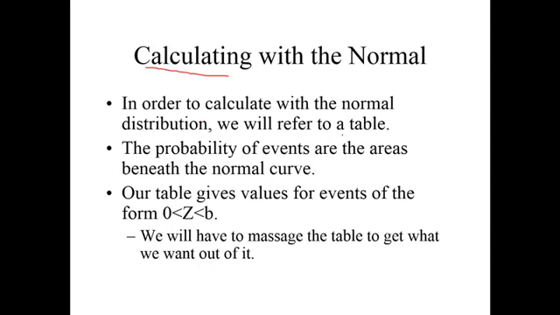we will refer to a table. The probability of the events are areas beneath the normal curve, but above the interval that describes the event. The table that we will be using gives values for events that are of the form 0 to b. So things above a little interval between 0 and b. And so we're going to have to massage the table to get everything we need out of it.